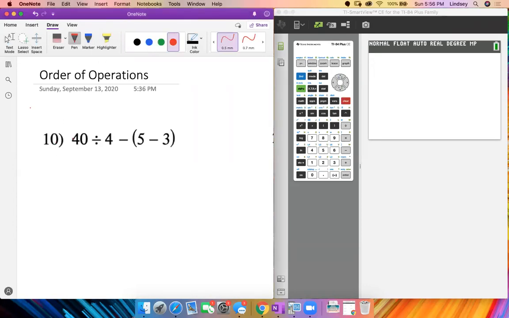Okay, so we have, again, just ignore the numbers. We have 40 divided by (4 minus 5 minus 3)... So when we're doing order of operations, we remember PEMDAS. According to that, we're going to do our parentheses first. I like to underline what I'm working through. So I have 40 divided by 4 minus, and then I'm going to simplify 5 minus 3, which is 2.